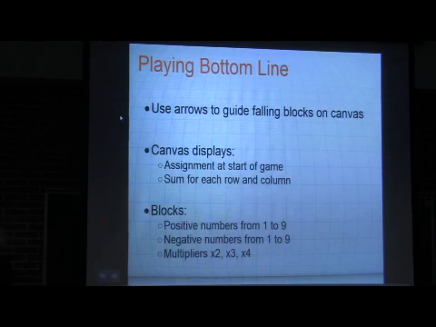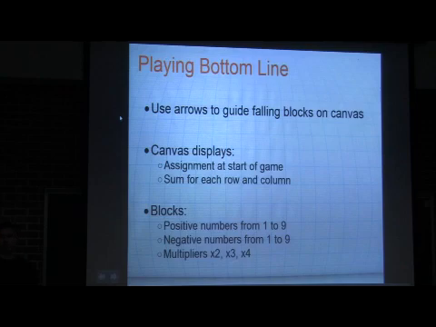In order to play BottomLine, it's actually pretty simple. You just use arrows to guide falling blocks on the canvas. The canvas displays the assignment at the start of the page and the sum for each row and column. That assignment will change throughout the duration of the game and will allow the user to be more or less challenged based on his skill set. The blocks involved in the game are mainly positive numbers from 1 to 9, negative numbers from 1 to 9, or multipliers of 2, 3, and 4.